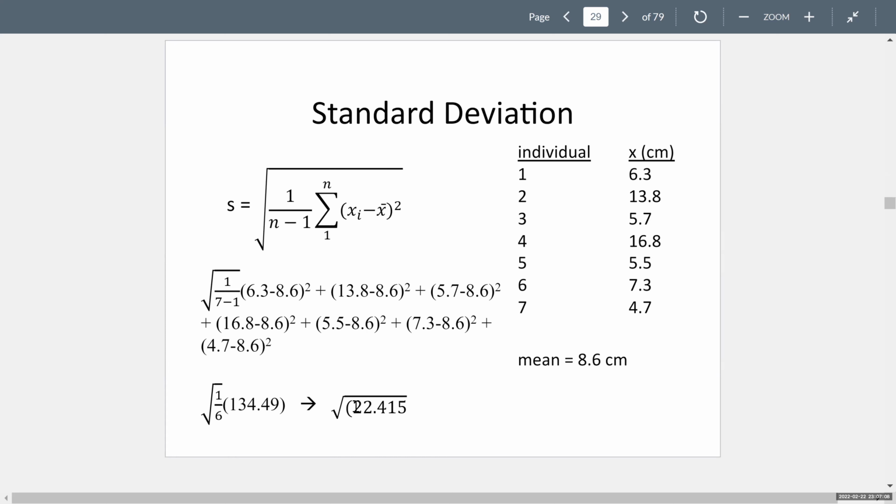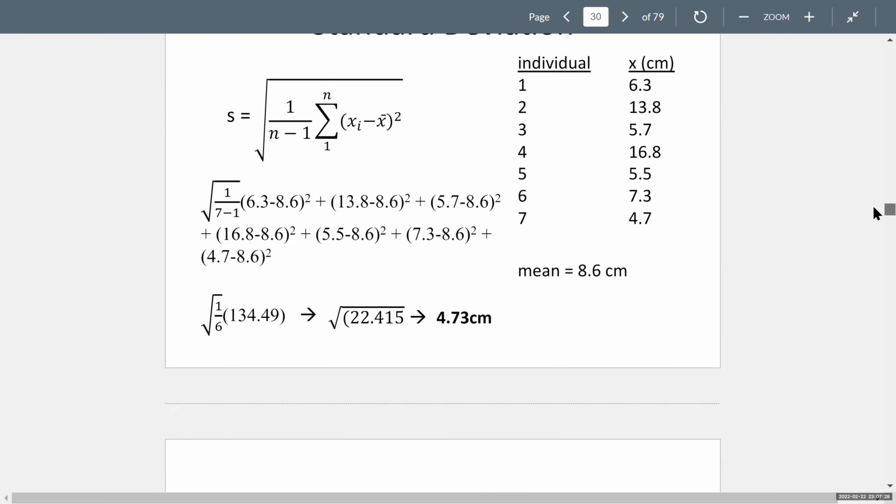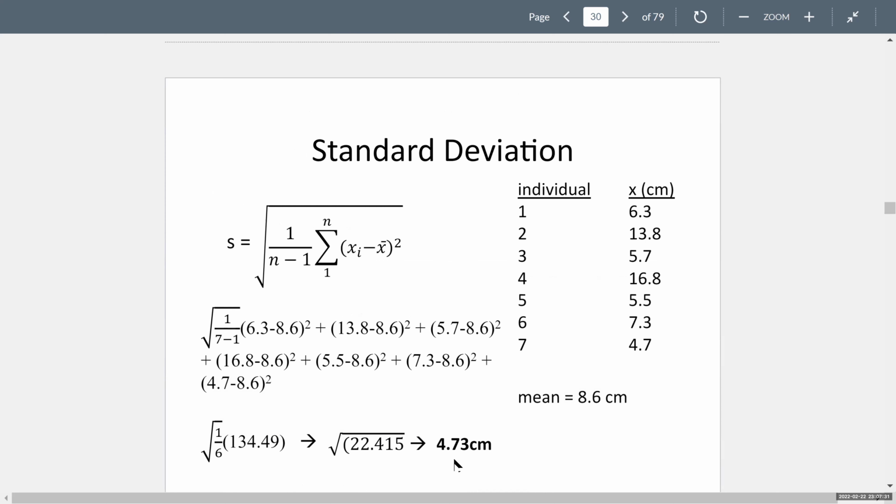All right, so if we do this division, we're going to get 22.415. We still need to take the square root of it. Don't forget to take the square root of it. Right, we're going to end up with 4.73 centimeters. All right, so for our standard deviation, what does this tell us? This tells us that we have a mean of 8.6, and our standard deviation is 4.7 or 4.73.